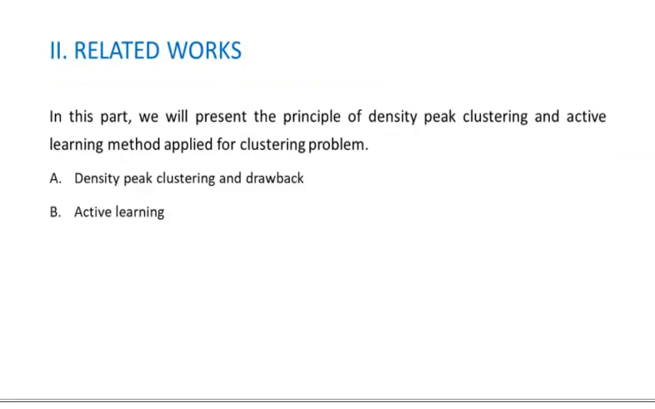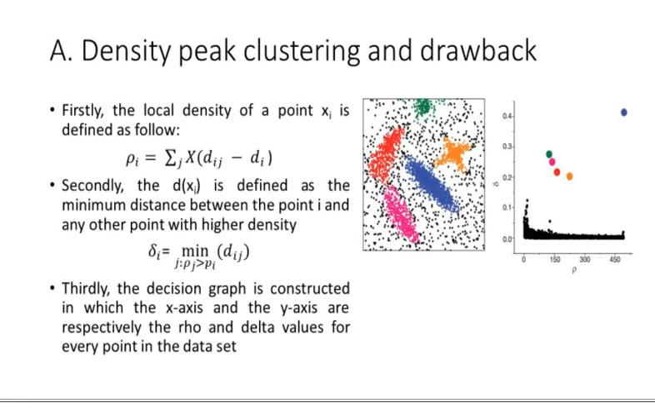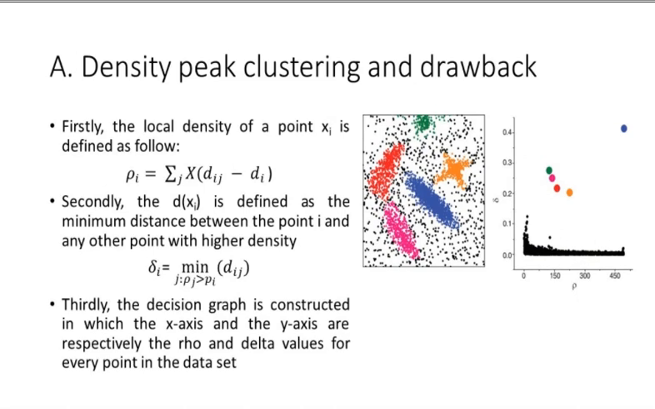In this part, we will present the principle of density peak clustering and the active learning method applied to the clustering problem. In 2014, Rodriguez and Laio proposed the density peak clustering, which is a density-based clustering. With only one parameter, called dc, the DPC uses the parameter to estimate the density of each data point and create a decision graph. From the decision graph, we can decide the number of clusters for each data set.